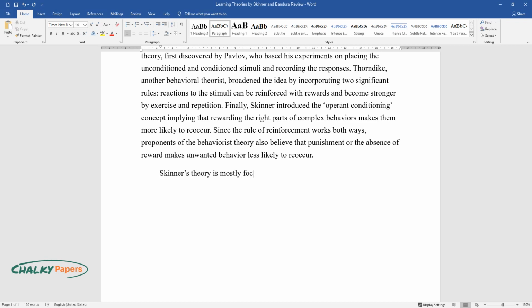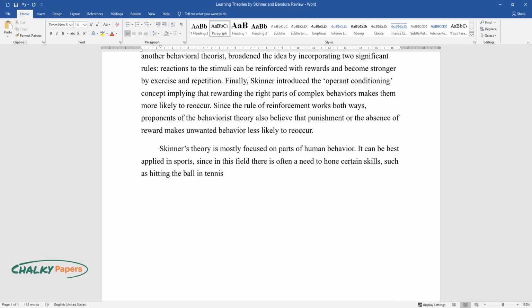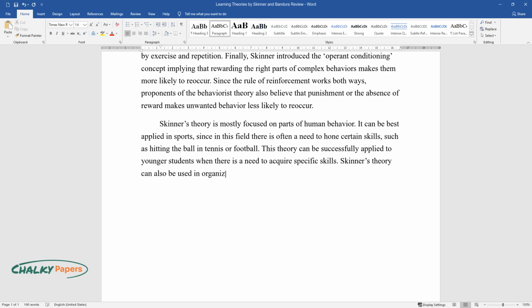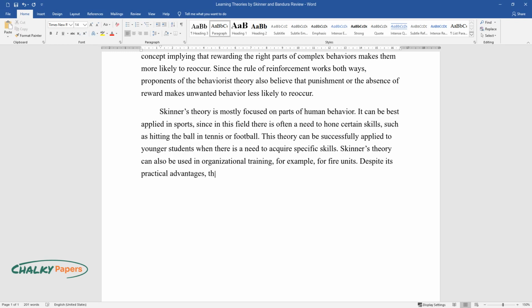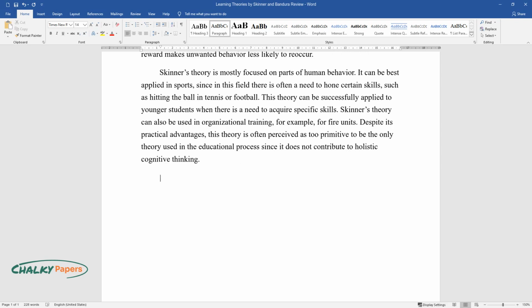Skinner's theory is mostly focused on parts of human behavior. It can be best applied in sports, since in this field there's often a need to hone certain skills, such as hitting the ball in tennis or football. This theory can be successfully applied to younger students when there's a need to acquire specific skills. Skinner's theory can also be used in organizational training, for example, for fire units. Despite its practical advantages, this theory is often perceived as too primitive to be the only theory used in the educational process, since it does not contribute to holistic cognitive thinking.